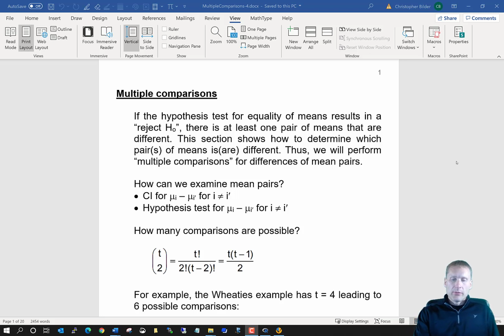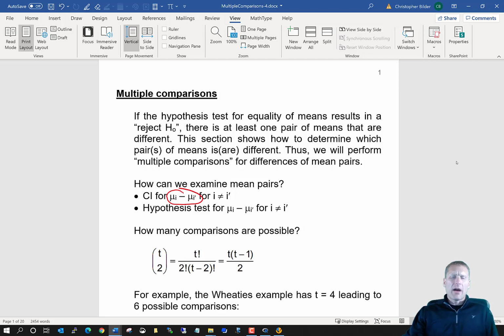So in other words, what we want to do is look at, let's say, two means. Let's say, to be general, mu sub i and mu sub i prime. This could be, let's say, mu sub 1 and mu sub 2. And what we do is we look at their difference. And how do we do that in terms of using inferences? We use confidence intervals. We use hypothesis tests. So for every single possible mean pair, we're going to perform these multiple comparisons of means.